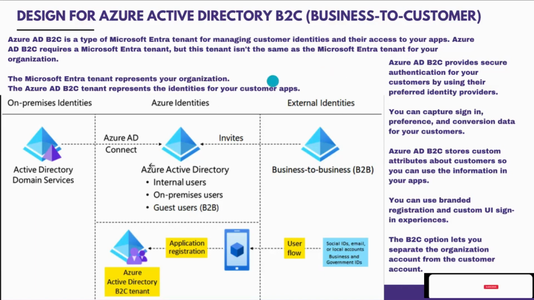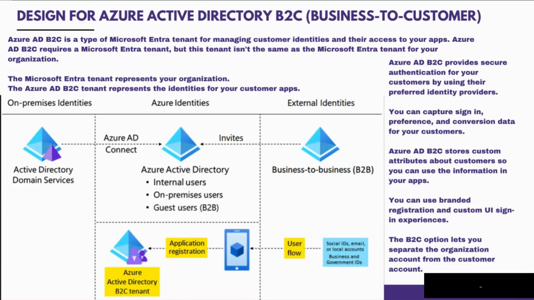You can see here in this diagram, on-premises identities, Active Directory or Domain Services, your Azure identities. You have to invite your B2B external customers, user flows, whatever access you want to give them, just give them, right? So this is how you can manage. Simple. Azure AD B2C provides secure authentication for your customers by using their preferred identity providers. You can give them the proper access and limit them as per your requirement or their requirement as well.